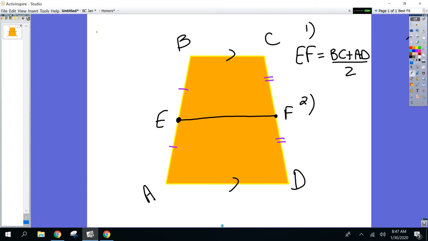Use my letters, please. EF is parallel not only to BC, but also to AD. You are correct. Today, I'm going to introduce you to a midsegment in a triangle. And do they have the same properties as the trapezoid one? You're going to find out in your groups.